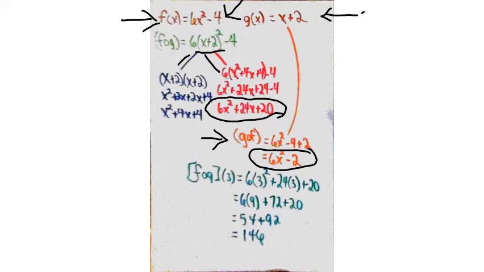And then finally, we're asked to find f of g when g is 3. And so again, I just simply substitute in 3 for what I got right here. Drop it down here: 6 times 3 squared plus 24 times 3 plus 20. 6 times 9 plus 72 plus 20. 6 times 9 is 54. 72 plus 20 is 92. 54 and 92 is 146. And so f of g, when that is 3, is 146.